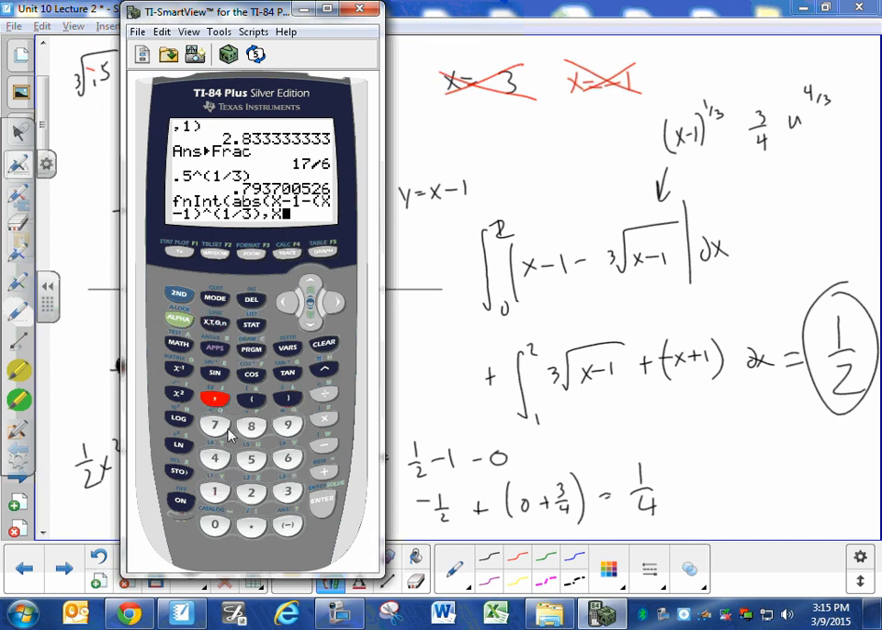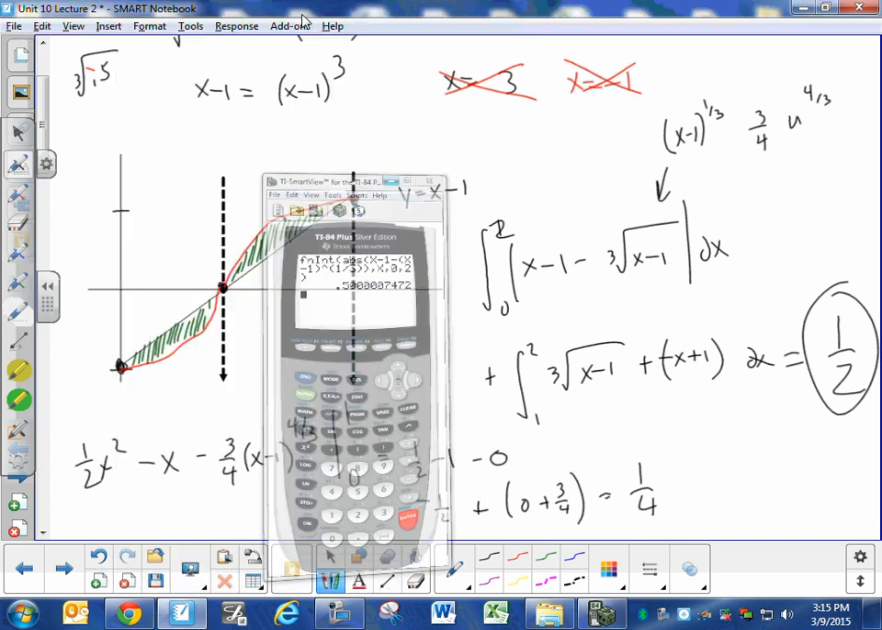With respect to x from 0 to 2, the absolute value should take care of those intersections. I should get something if I typed something incorrectly. I got to close off the absolute value here. That could insert, close that guy. That should be. Look at that, 0.5. Okay, so good for us.